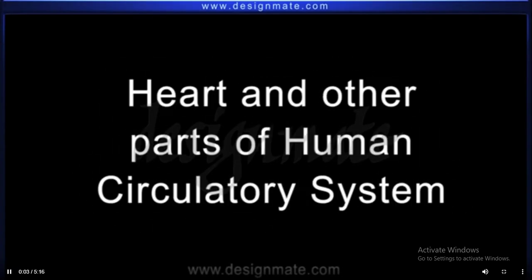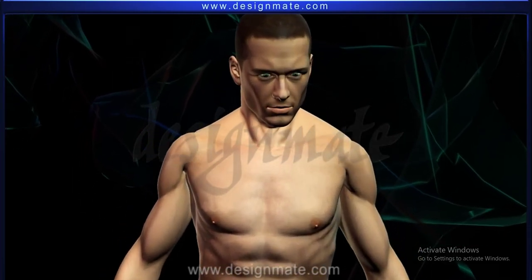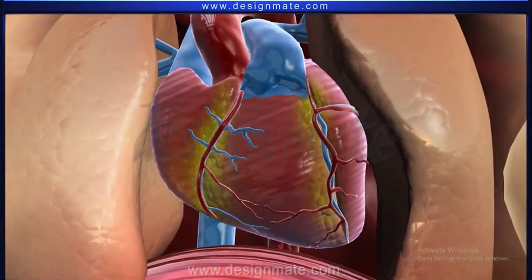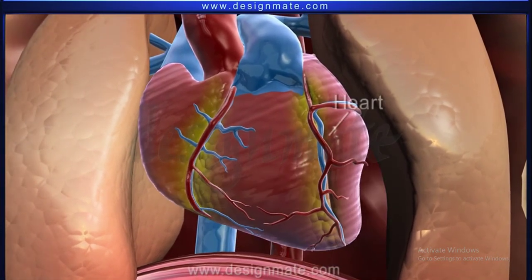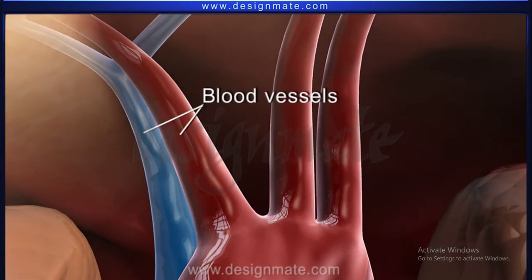Heart and other parts of the human circulatory system. In the human body, blood is transported through a circulatory system, which consists of the central pumping organ, the heart, and the blood vessels.